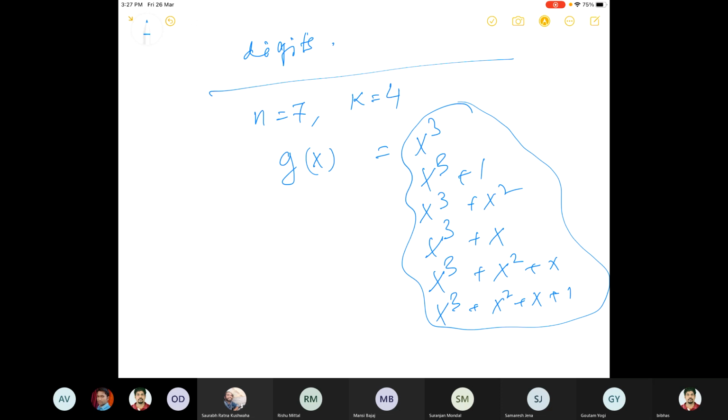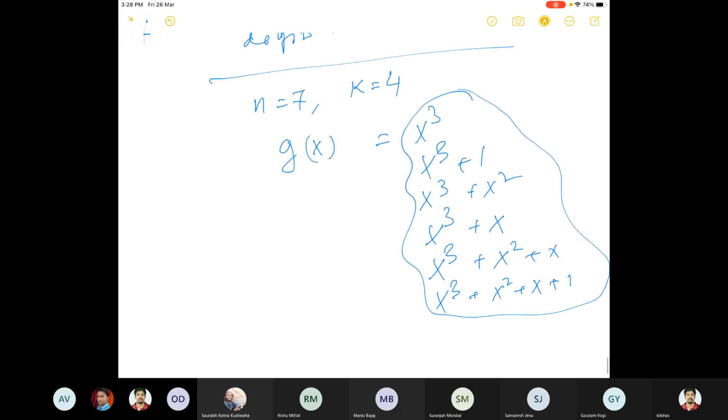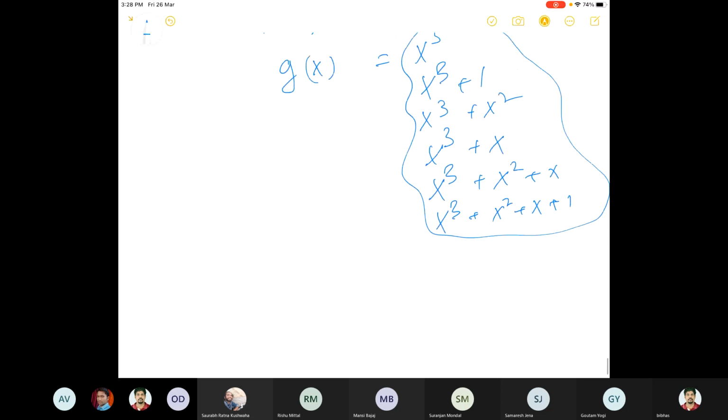Before we prove the final result, anybody wants to say anything? No. So before we prove the final result, let us see an example, the example we did yesterday. Let us fix n to be equal to 7, k to be equal to 4, and suppose g(x) is equal to 1 plus x cube.